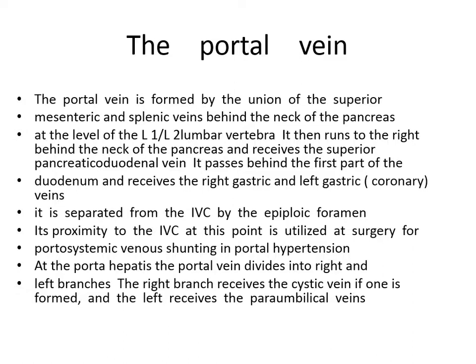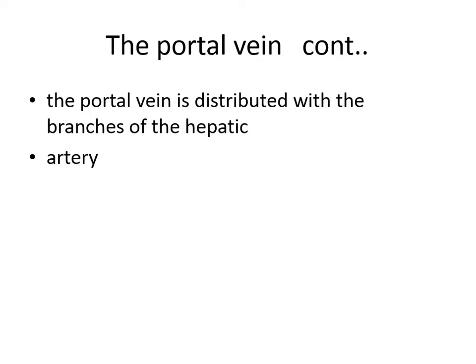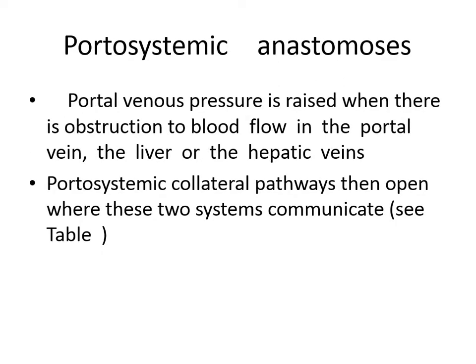At the porta hepatis, the portal vein divides into right and left branches. The right branch receives the cystic vein if one is formed, and the left receives the paraumbilical veins. The portal vein is distributed with the branch of the hepatic artery. Something called portosystemic anastomosis: portal venous pressure is raised when there is obstruction to the blood flow in the portal vein, the liver, or in the hepatic veins. Portosystemic collateral pathways then open where these two systems communicate.